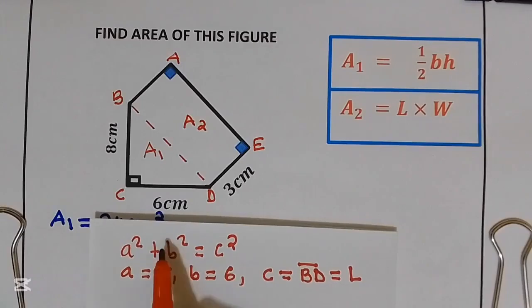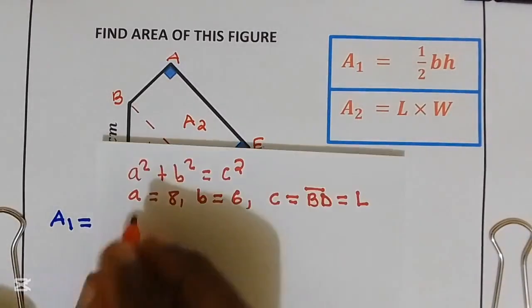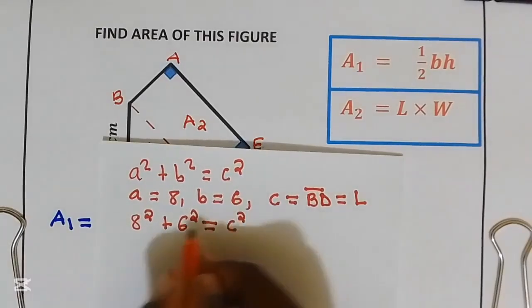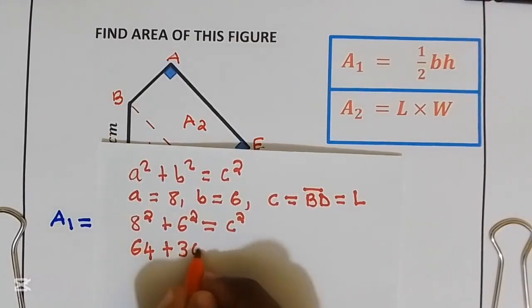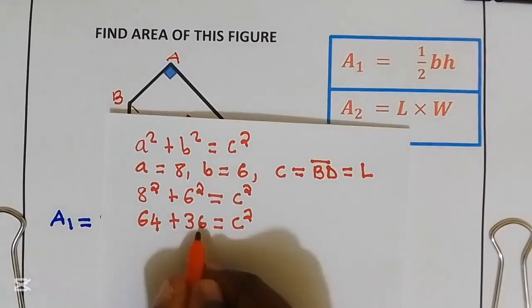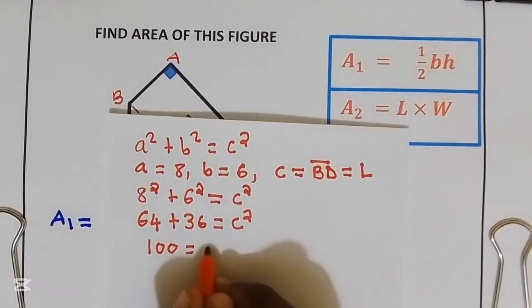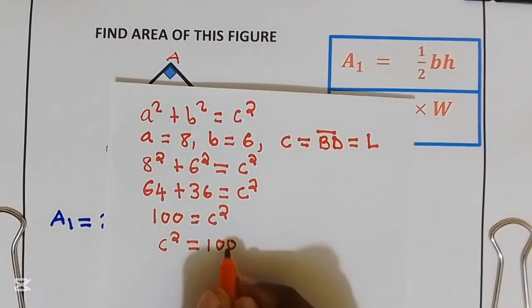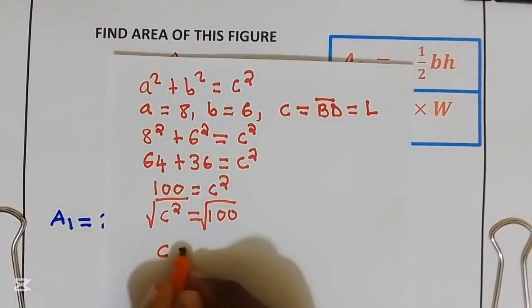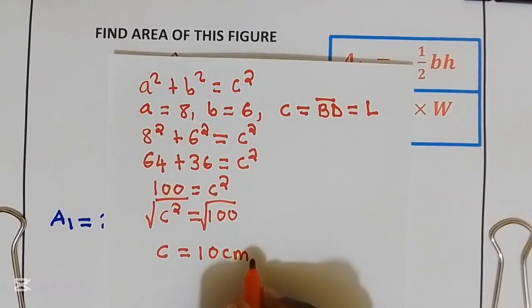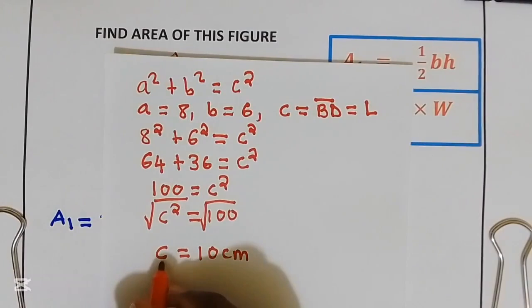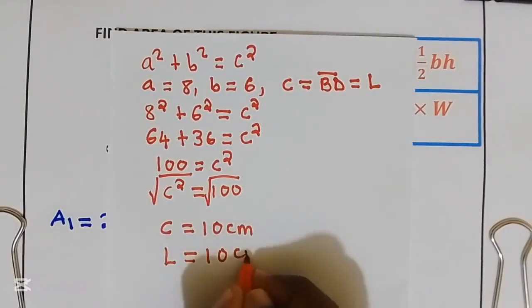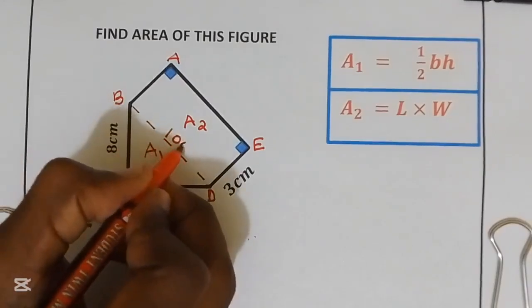Let us substitute this into Pythagoras theorem. A is equal to 8, so that is 8 square plus B is equal to 6, that is 6 square. This gives us C square. 64 plus 36 is equal to C square. 64 plus 36, we get 100. This is equal to C square. C square is equal to 100. Take the square root of both sides. We get C equal to 10 centimeter. Remember, since it is a distance, we take only the positive. But we said C is the same as the length of the rectangle, so we get our length equal to 10 centimeter.